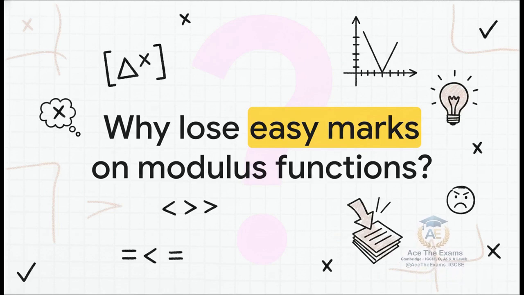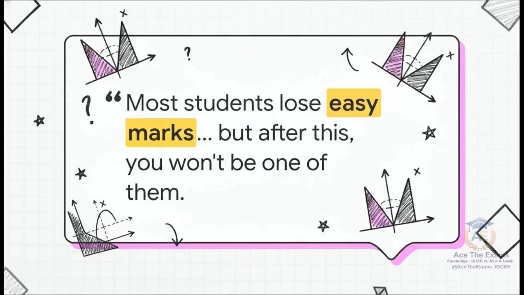We see this constantly. You know the basic rules of absolute values, yet time and time again, exam papers come back with slashed marks. It's a core problem, and trust me, it is almost never about raw mathematical ability. I want you to look at this quote straight from a senior examiner's insights. Most students lose easy marks on algebra, modulus functions, but after this, you won't be one of them. That is a massive promise, right? And we are absolutely going to deliver on it today by revealing exactly what the examiners are desperately looking for when they grade your paper.